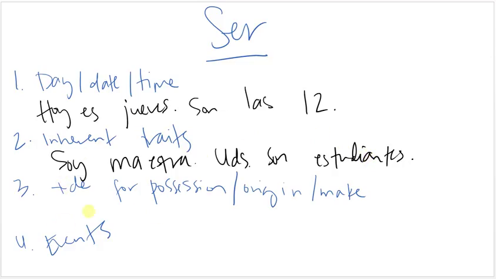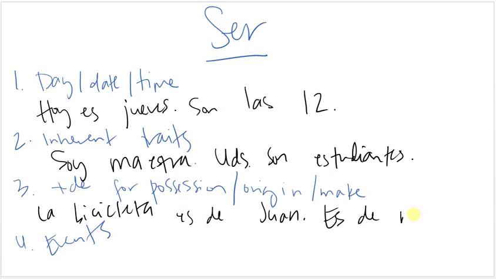Okay, you use ser when you're talking about possession, origin, or make. So if you say, la bicicleta es de Juan, so that's possession. The bicycle belongs to Juan, and es de México. So the bike was made in Mexico. That's its origin or make. If you have de, you're pretty much always going to be using ser.